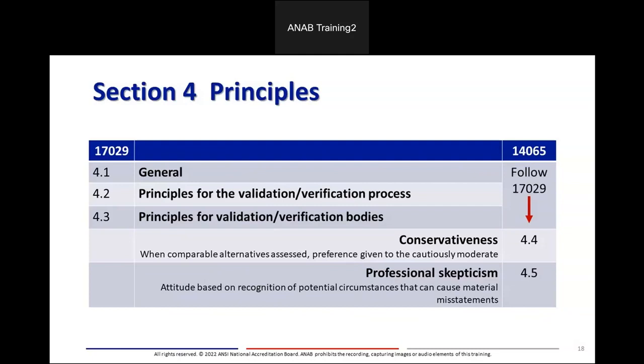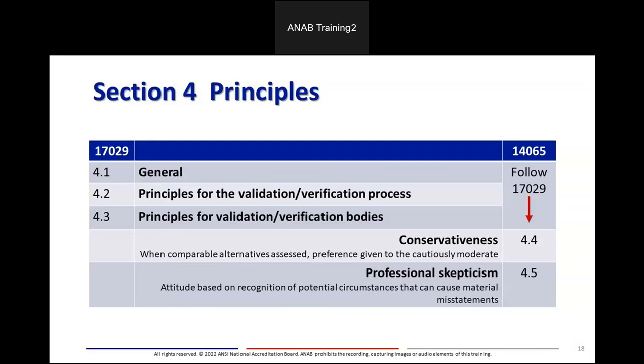4.4 is about conservativeness, and it's exactly what it sounds like. Be conservative in the approach, and if you have comparable alternatives assessed, give preference to the one that's more conservative, or be cautiously moderate.